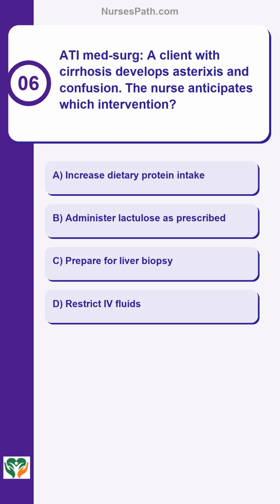Question 6. ATI Medsurg. A client with cirrhosis develops asterixis and confusion. The nurse anticipates which intervention? Increase dietary protein intake. Administer lactulose as prescribed. Prepare for liver biopsy. Restrict IV fluids.